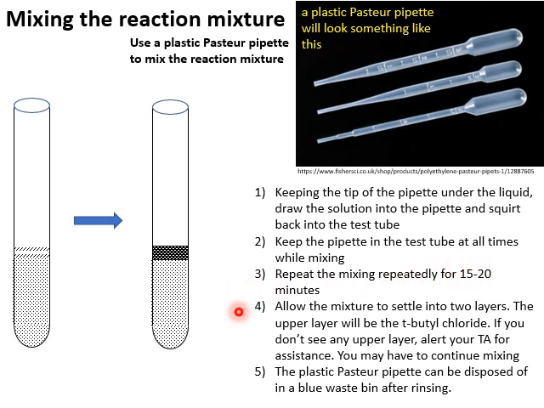You allow the mixture to settle into two layers. The upper layer will be the terbutyl chloride. If you don't see any upper layer, you have to tell me. That means something is not happening right with the chemicals in each of your layers. So notice you'll already have terbutyl chloride. So this reaction happens quite quickly, right? 15-20 minutes. You should not have terbutyl alcohol anymore. The plastic pass-through pipette can be disposed of, like I said, in the blue waste bin.